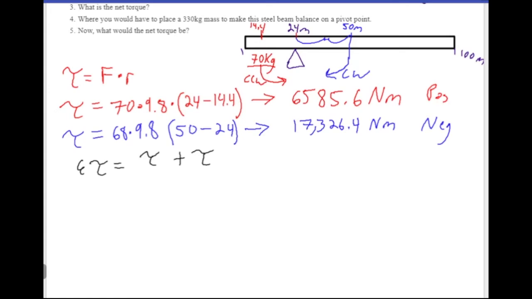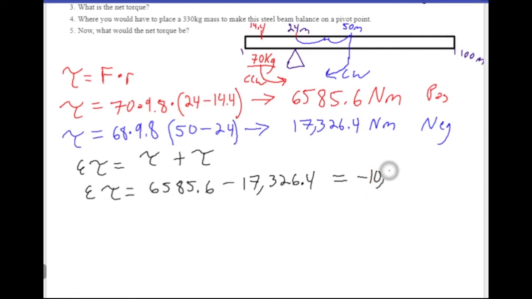So when we add these up, it's going to look something like this, where positive torque is going to be my 6,585.6 Newton meters minus the torque acting in the opposite direction, which is 17,326.4 Newton meters. Go ahead and add those two together, and we find out that the net torque should be negative 10,740.8 Newton meters.